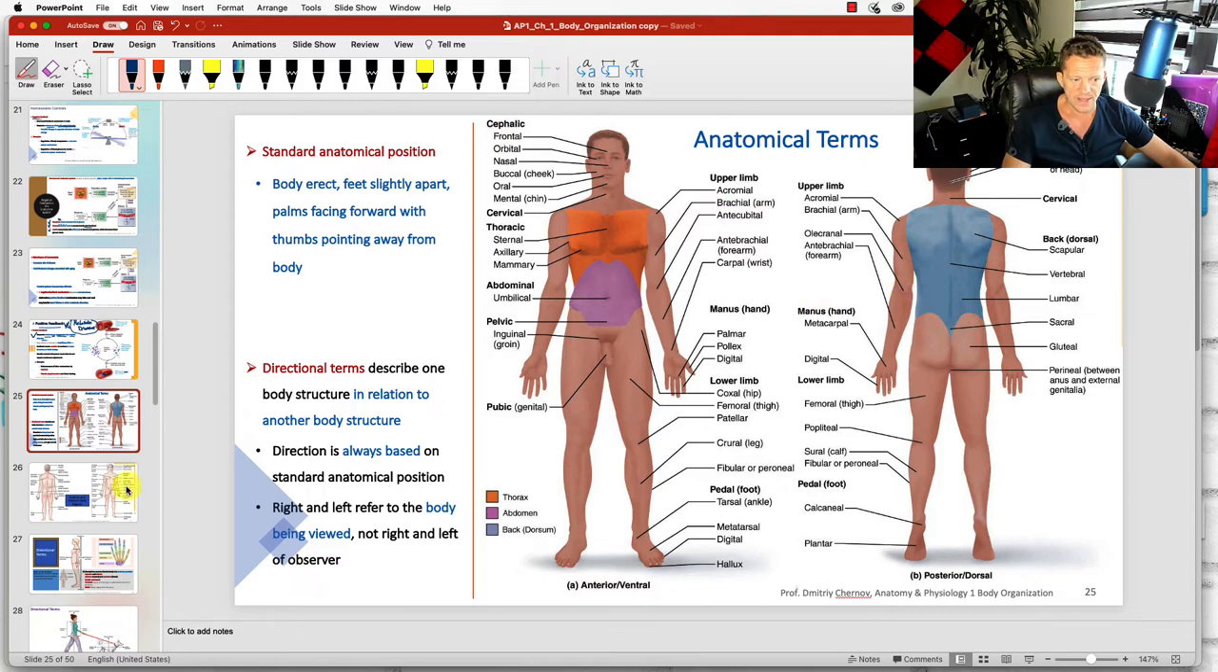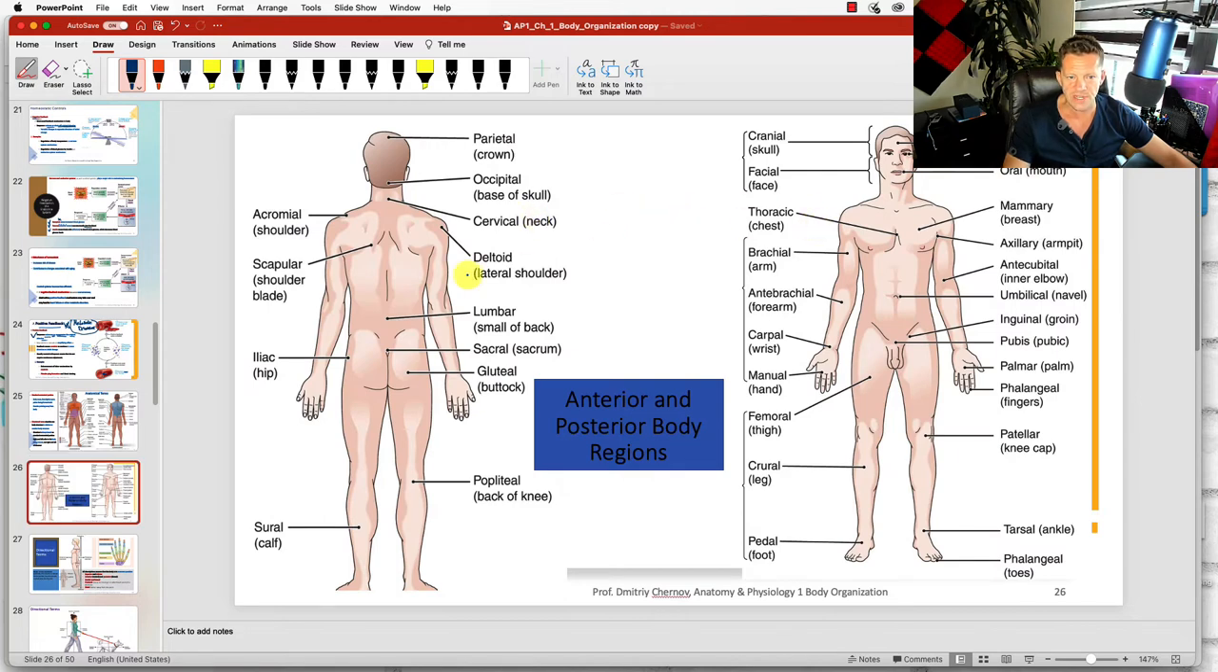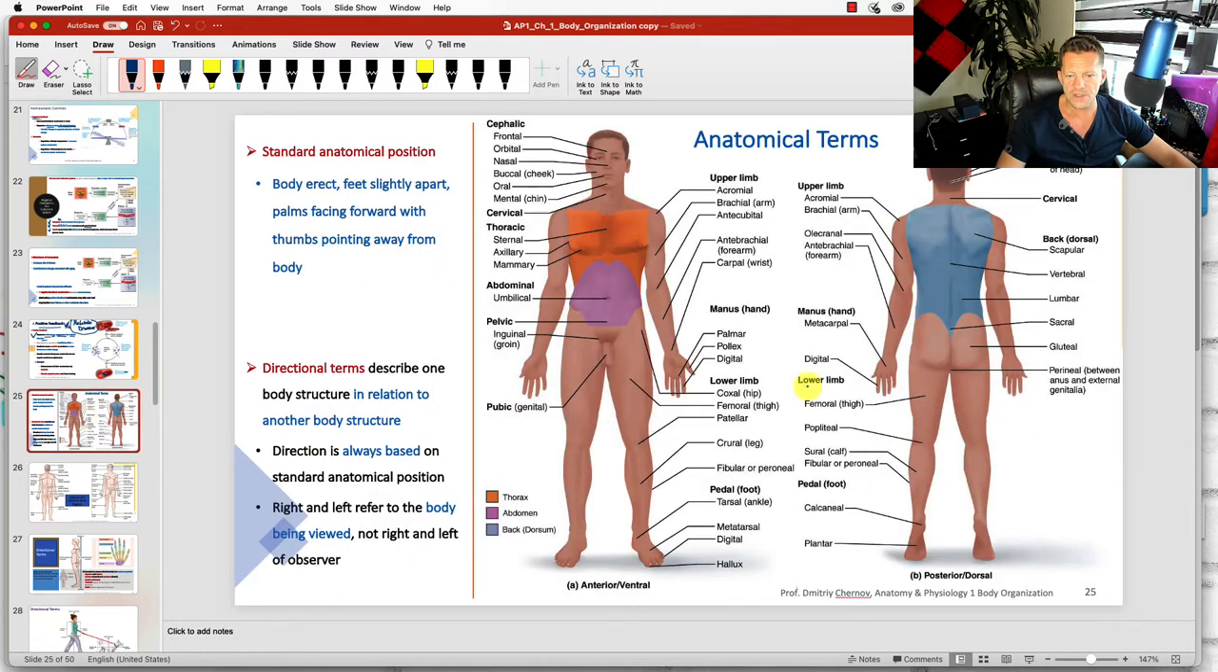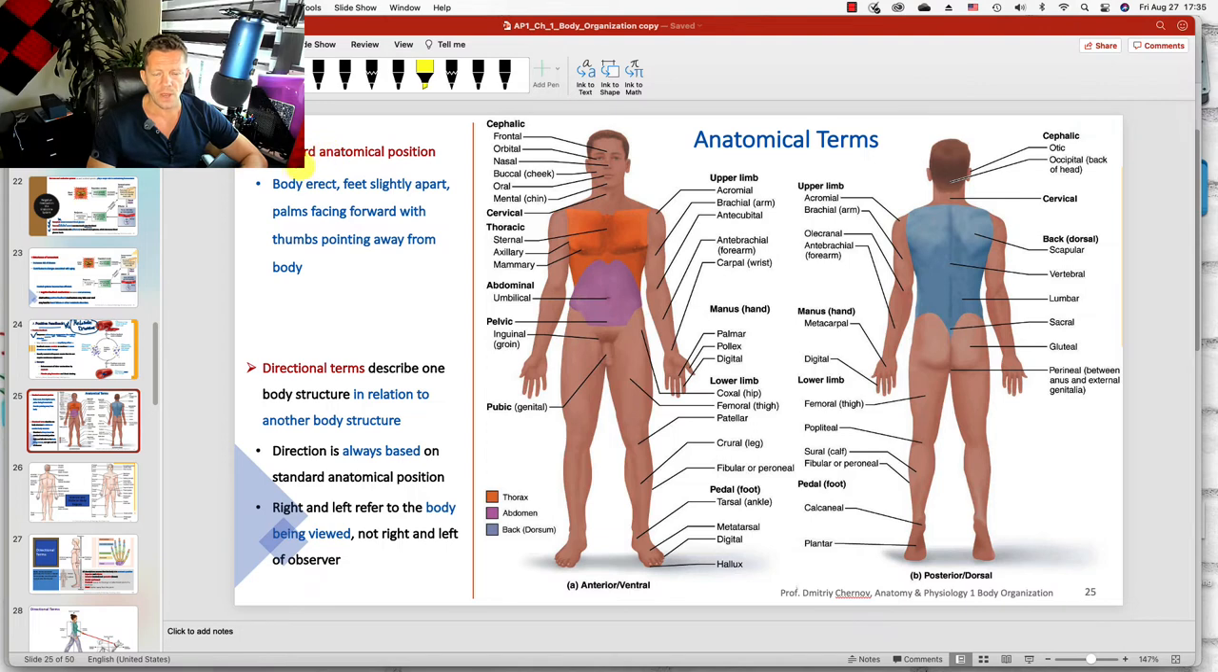On this slide and on this slide, it's pretty much the same thing. Maybe some names are a little bit different, maybe there's an addition, but most of it is here. It is important to know that everything in anatomy and physiology is looked at from the anatomical position. So this is the anatomical position, anterior view, with feet situated like that and palms up, right?